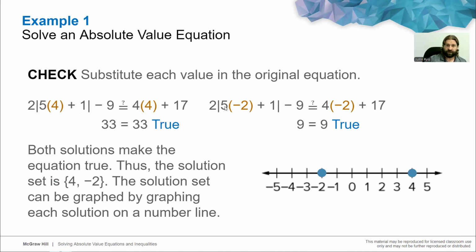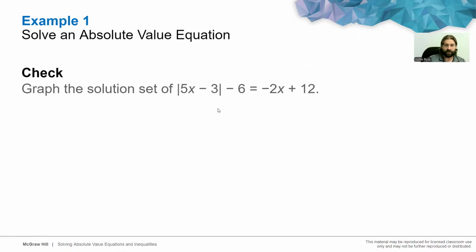Now, if we use negative 2, 5 times negative 2 is negative 10, plus 1 is negative 9. The absolute value of negative 9 is positive 9. We times that by 2, that's 18. 18 minus 9 is 9. A lot of 9s going on there. On the other side, 4 times negative 2 is negative 8. Negative 8 plus 17 is a positive 9. So both answers work, and we're going to write this as the solution set of 4 comma negative 2. You could put it either order here, negative 2 comma 4. That's fine as well. All right, so go ahead, pause the video, give this one a try.